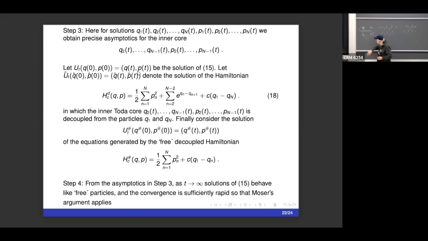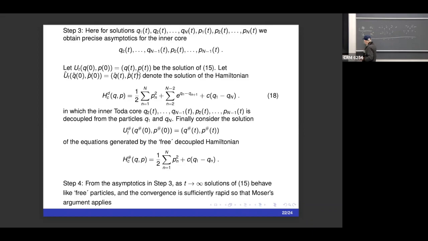And we have a third system where you're using some kind of parametrics. This is the actual solution. U(t) is the actual solution generated by HC. But the equation 18 is kind of a parametrization for the full solution. Yeah, it is what the solution looks like. It looks like the flow generated by this Hamiltonian, where you have disconnected the particles 2 to n minus 1 from particle 1 and particle n.